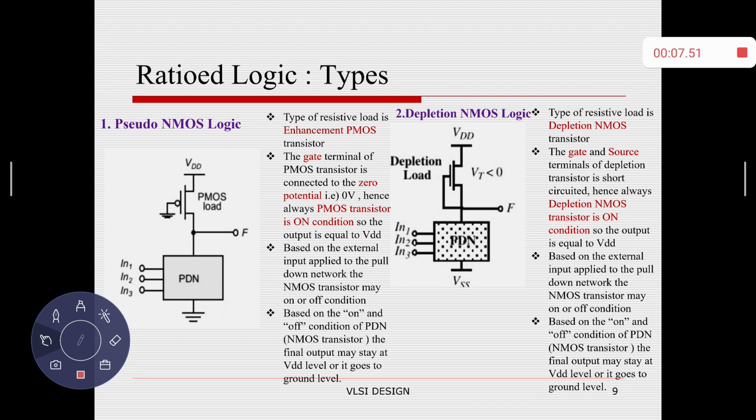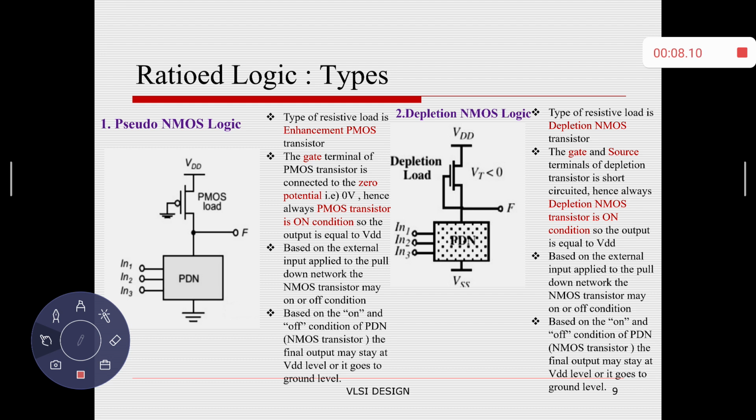So the output, since the PMOS load is always on, the VDD level will be stored across the capacitor at node F. The output may stay at VDD level or it may go to ground level, based on the input that you have connected to the pull-down network.